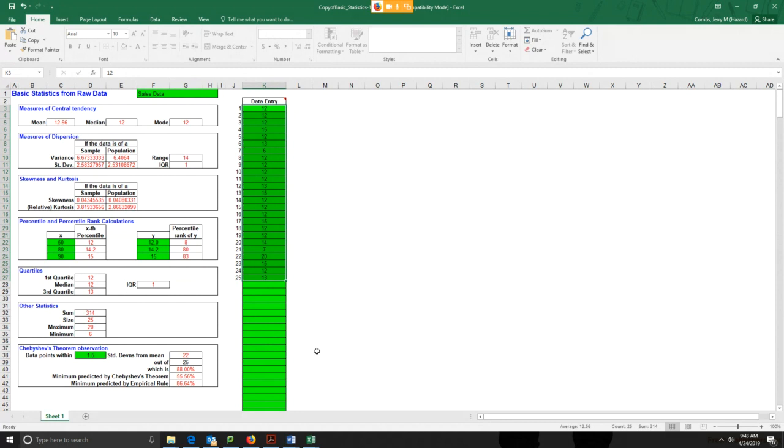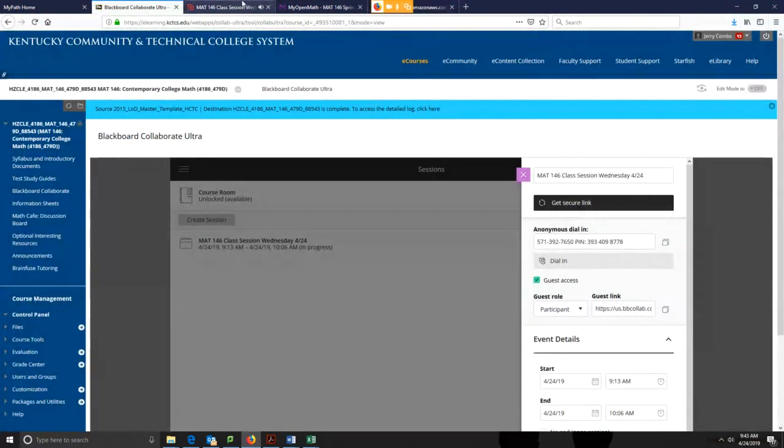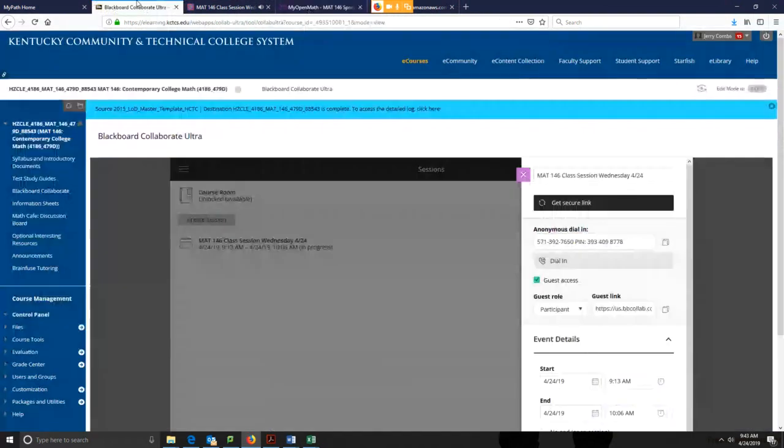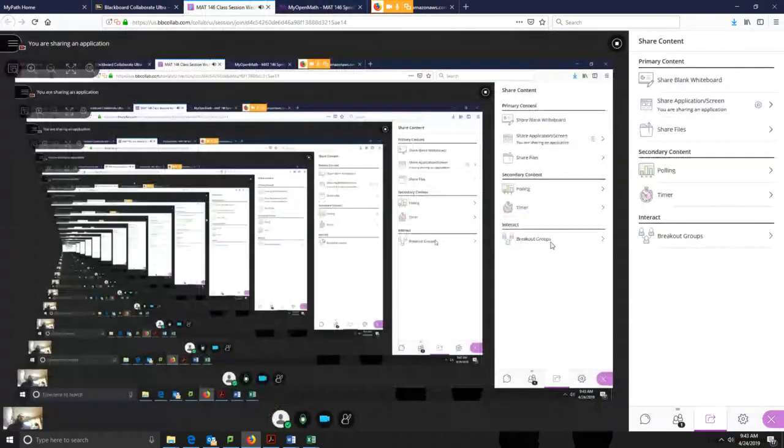So let's go back to the document and actually calculate some of these things. Or back to the Blackboard Collaborate session. Let me see here. I've lost it. Oh, here I am. So I'm going to get rid of that. I'm going to pull back up the numerical summaries of data sheet.